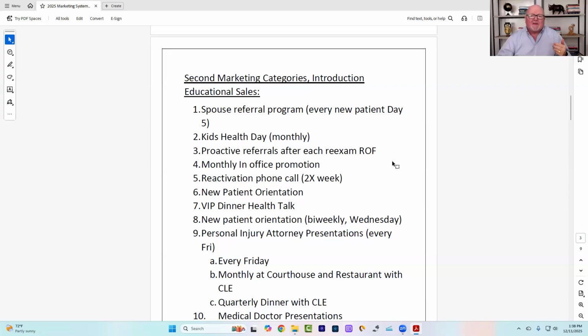Then there's the Kids Day. That's one of the best marketing events because it's high emotional content. If you enjoy kids, I strongly recommend you learn how to do our educational sales Kids Day, where we check all our new patients' kids the next month. And that's a whole system. Again, that takes knowledge and skill to do that.